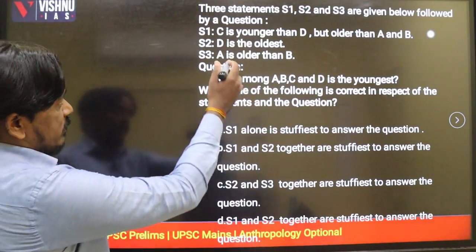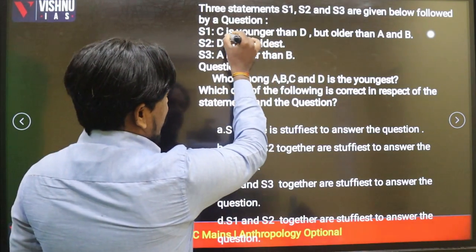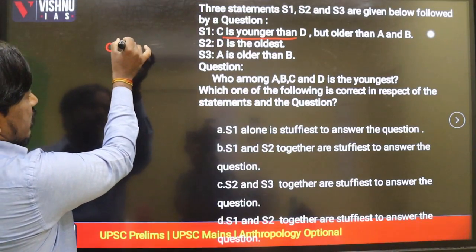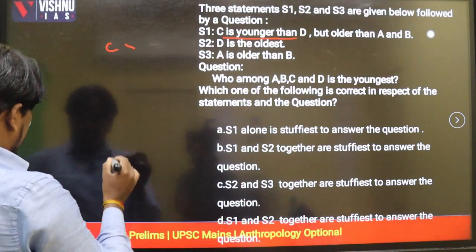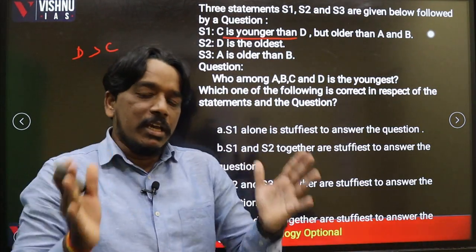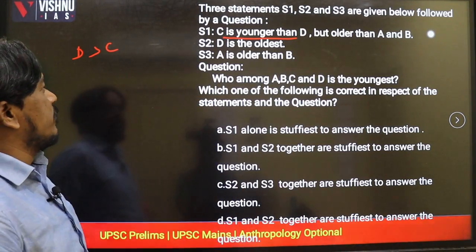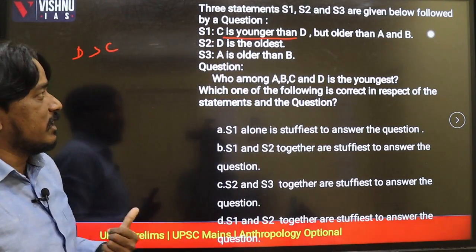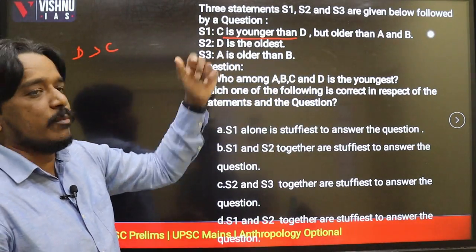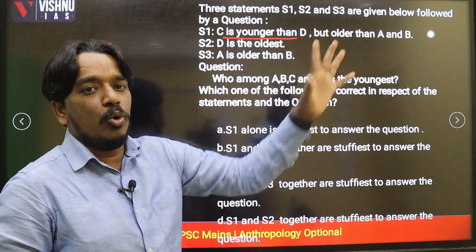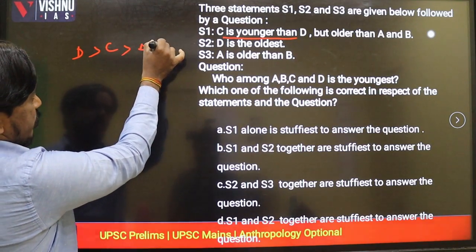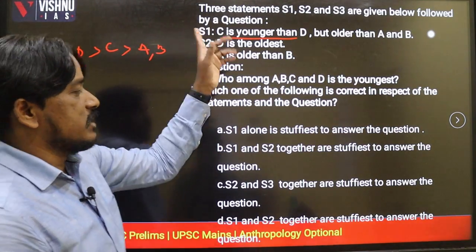Now see here, the first point is statement 1: C is younger than D. Just observe this data, you can make the point here. You can use any one symbol, maybe greater than or less than. So I am taking C is younger than D, meaning D is greater than C. But older than A and B. Here we are talking about C: C is younger than D but older than A and B. That means C is older than both A and B. You will get both sides. This is statement 1.